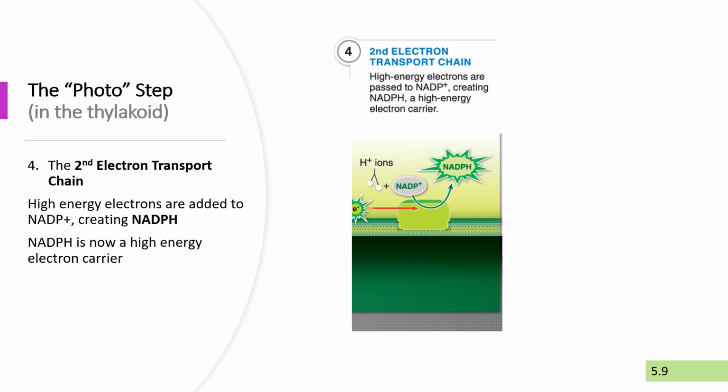The high-energy electrons we produced in the NADPH-producing photosystem enter the second electron transport chain. They get added to a molecule called NADP+, turning it into NADPH. NADPH is known as a high-energy electron carrier because it can hold onto and carry those high-energy electrons.